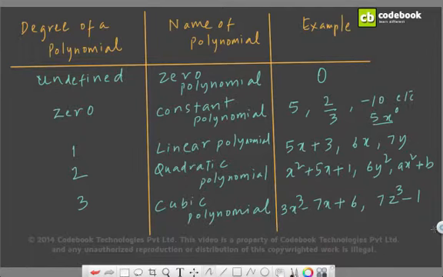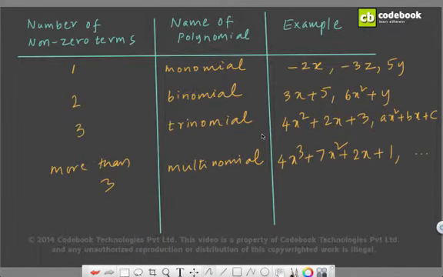Next, we will talk about the names of the polynomials based on the number of non-zero terms in a polynomial. If there is only one non-zero term in a polynomial, it is called a monomial. Examples are -2x, -3z³, 5y². If you observe, these are all polynomials with one single term, and these are called monomials. Note that the degree of these terms can be 1, 2, 3. So we are only looking at the number of terms here, not the degree of the term.